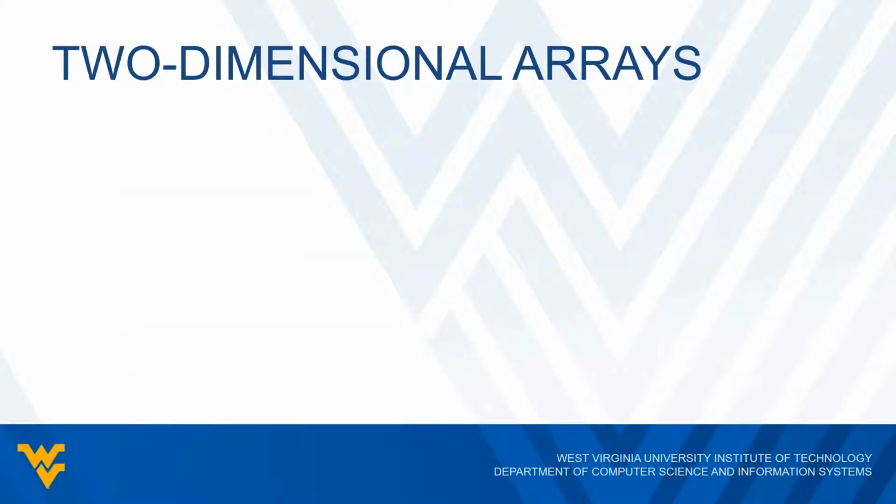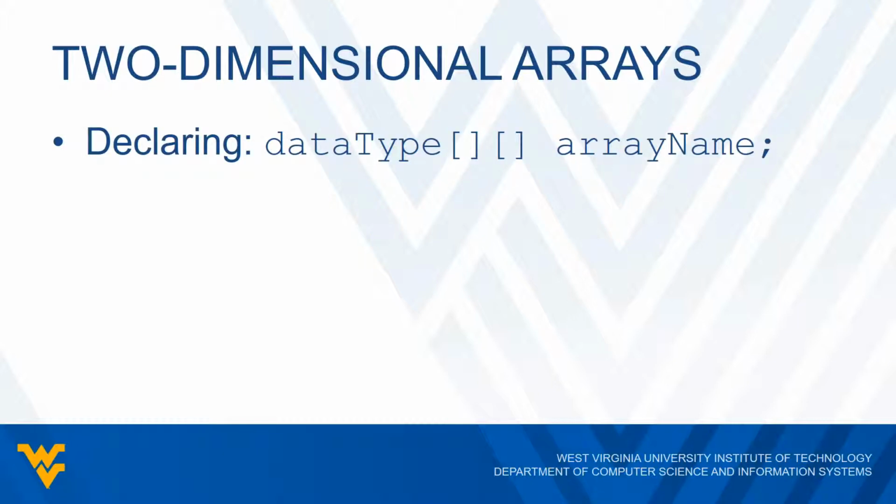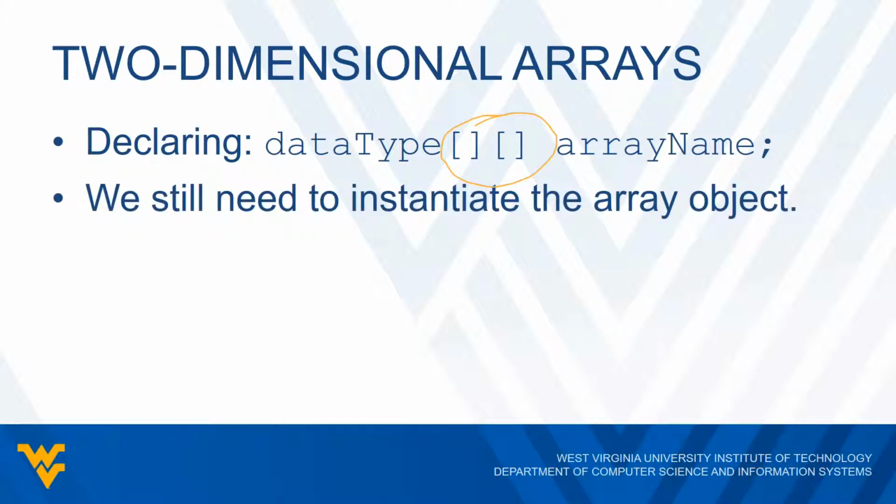The way we declare a two-dimensional array isn't too different from declaring a one-dimensional array. So this is what it would look like. The only difference really is that we would have two square braces. So now we have 2 instead of 1. That's really the only difference. Now, this only creates the reference variable, so we still need to instantiate the array object. So we still need to create it.